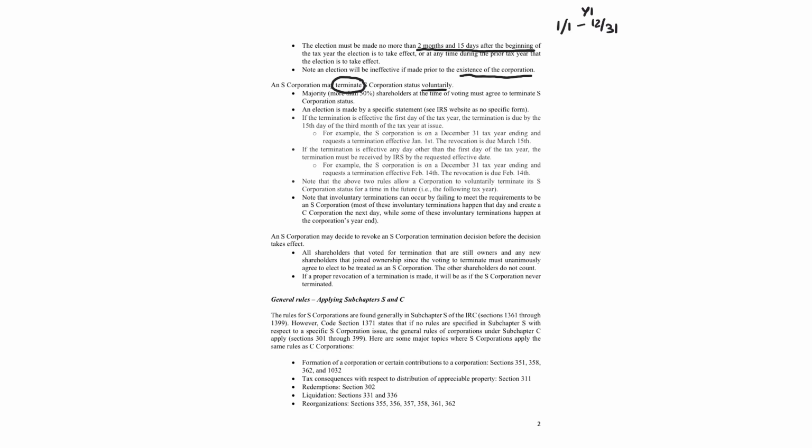What do we need? We only need a majority. More than 50% of the S corporation owners at the time of the voting must agree to terminate S corporation status. That's all you need. More than 50%. Now, the election's made by a specific statement.